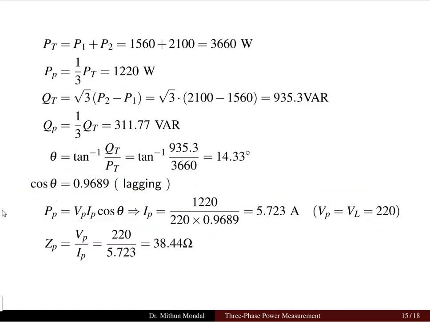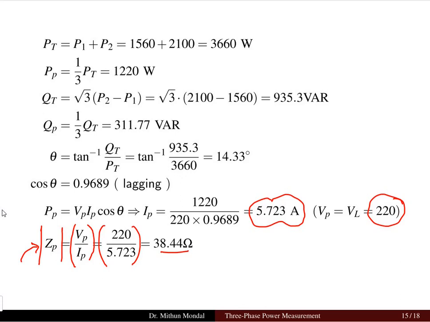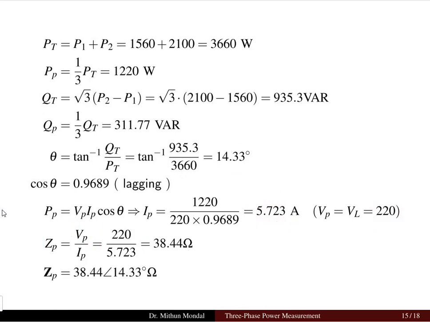We have to obtain the impedance. So per phase impedance is per phase voltage by per phase current. So per phase voltage is 220 volt and per phase current is 5.723 ampere. Once we divide it, we get 38.44 ohms. So this is basically the magnitude that we are getting. What about the angle? So the angle will come from here. So we are able to write the complex impedance per phase as 38.44, which is the magnitude, and angle 40.33. So this is the per phase impedance.